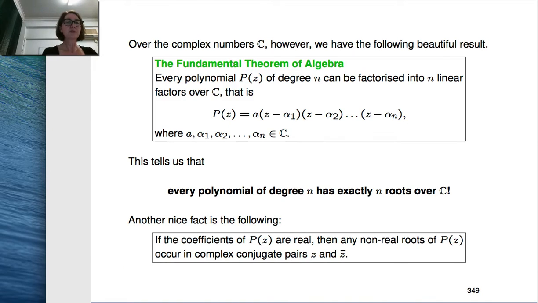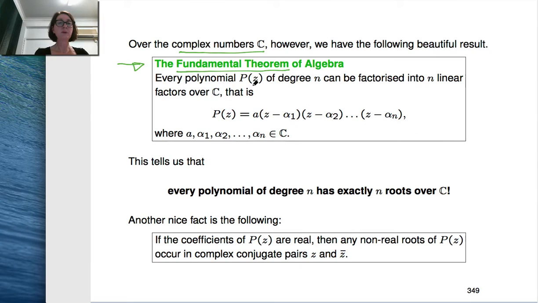It's a little bit different when we're trying to factorise polynomials over the complex numbers though, and it's really neat because we have this beautiful result called the fundamental theorem of algebra. Now, I can warn you now that anything that's called the fundamental theorem of anything generally means that it's a very important result, and this is no exception.